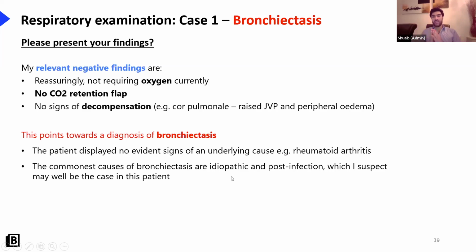If you spotted a sign which suggests the underlying cause, mention it. If you didn't, then I would just mention the most likely causes. So in this case, idiopathic and post-infection. And that will really impress your examiner because not many students will go beyond a diagnosis of bronchiectasis. 54% of you knew it was bronchiectasis, but the top decile candidates will go beyond that and state an underlying reason for why the patient has presented like this. Again, if you don't know, then don't worry about it. It's not a big deal. This is more the bonus points. It's not going to be the pass-fail factor.